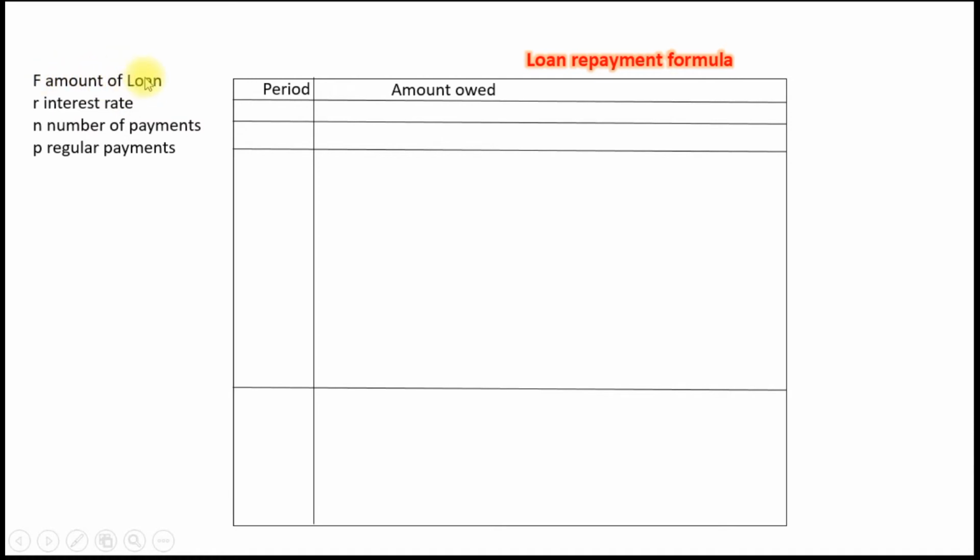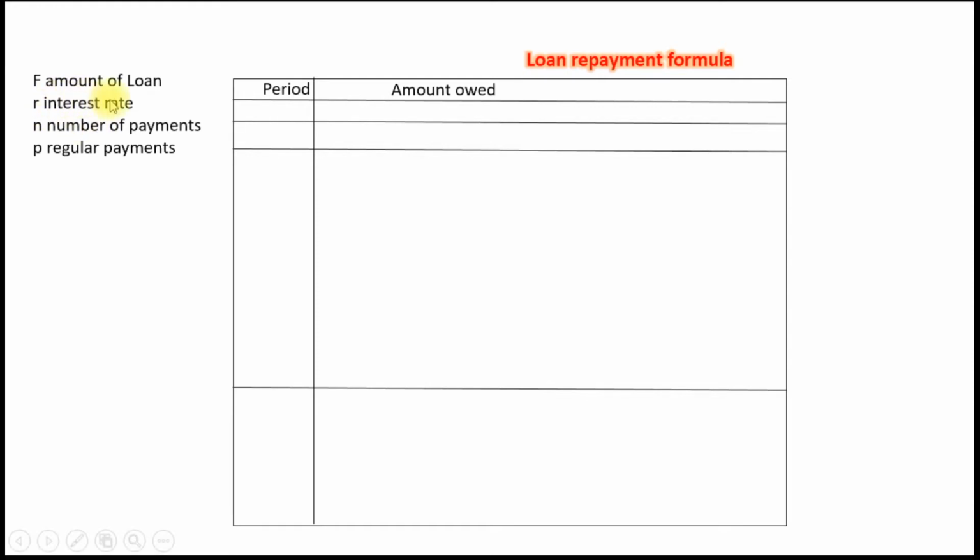Now, for this purpose, we assume we have borrowed an amount F, which we call the amount of the loan, and we have an annual interest rate of R. R is not necessarily the annual interest rate, but it is the interest rate for the period of payment. For example, if we are making monthly payments, then R would be the annual interest rate divided by 12. If we make quarterly payments, then R would be the annual interest rate divided by 4. But for the rest of this video, we assume we are paying our loan off monthly.